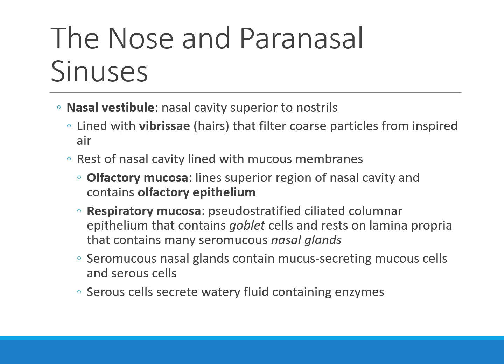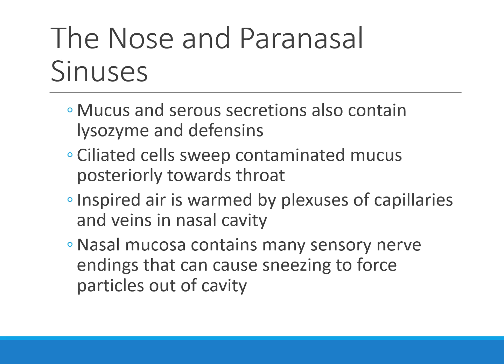And then you've got the respiratory mucosa, which is pseudostratified ciliated columnar epithelium that has lots and lots of goblet cells in it, and it's sitting on the lamina propria that has many seromucous nasal glands. Those seromucous nasal glands have mucus-secreting mucus cells as well as serous cells, hence the name of it. The serous cells are secreting a watery fluid that has lots of enzymes. The mucus and the serous secretions also have lysozymes and defensins. They have to be able to protect you from anything microbial that is in the inspired air.